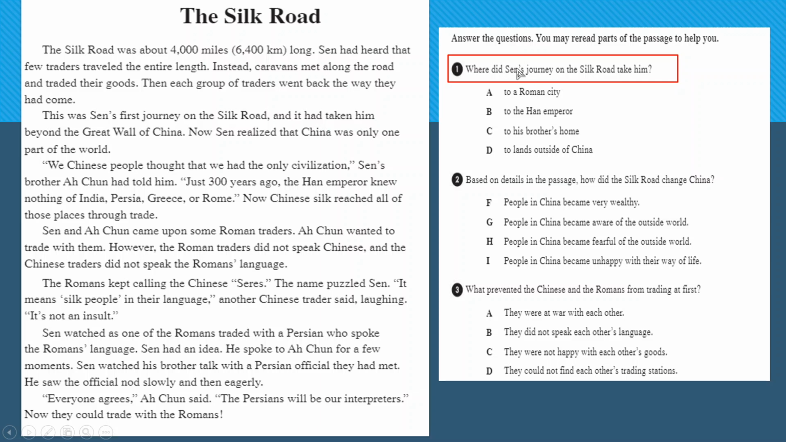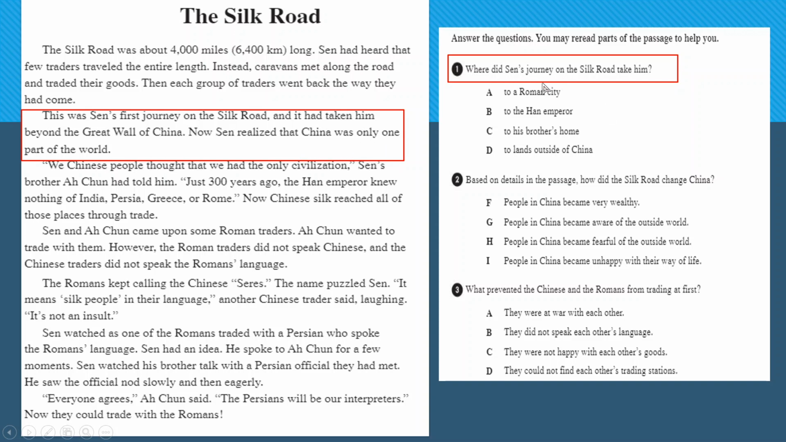Okay, so read the questions first so that you will be getting related ideas from the questions, so that you will know what to underline, what to highlight, what to look for in this reading passage over here. Now, as you can see, I'll go back to this reading comprehension test. This is the second paragraph, and you will read, this was Zen's first journey on the Silk Road, and it had taken him beyond the Great Wall of China. Now Zen realized that China was only one part of the world.